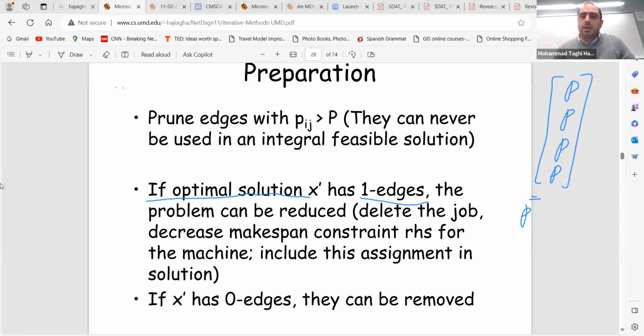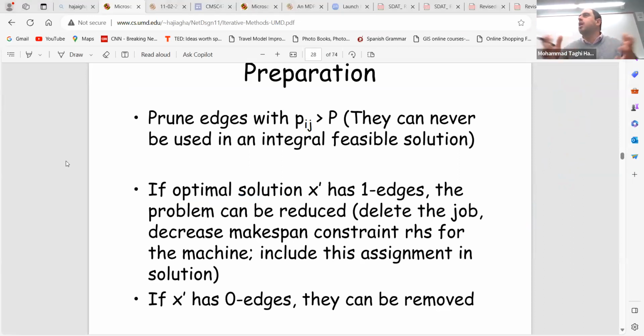So essentially, I want to just count the number of edges. At the end of the day, everything is counting, or double counting, actually, is a better way. Okay, so those edges where p_ij is greater than P, I just removed.